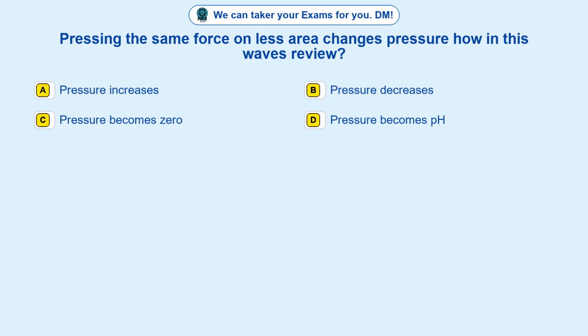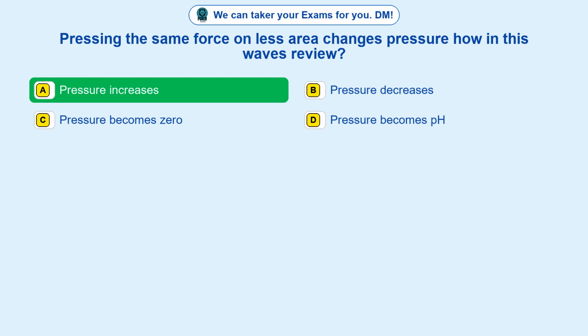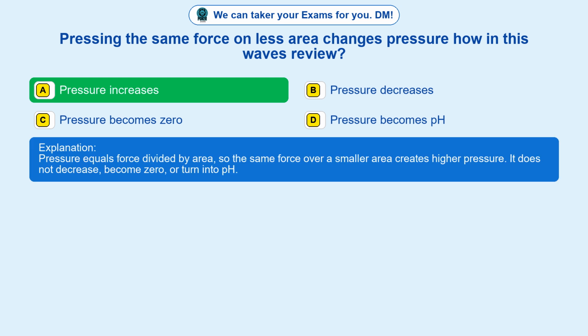Question 79. Pressing the same force on less area changes pressure how in this waves review? Option A, pressure increases. Option B, pressure decreases. Option C, pressure becomes 0. Option D, pressure becomes pH. The correct answer is option A. Pressure increases. Pressure equals force divided by area, so the same force over a smaller area creates higher pressure. It does not decrease, become 0, or turn into pH.